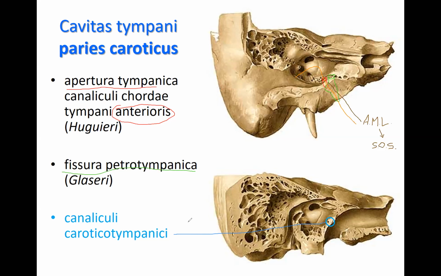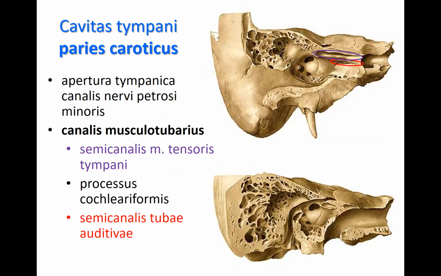And of course, the most striking part of the anterior wall is the musculotubal canal. Musculotubal in English, tubal, consists of an upper part for the tensor tympani muscle. The tensor tympani muscle then hooks around a structure which is here, a very small one, but it has got the shape of a snail. That's why it's called the cochleariform process. It has nothing in common with the cochlea of the inner ear.